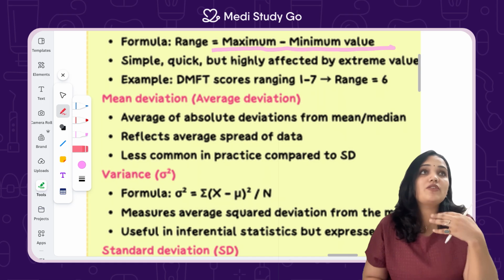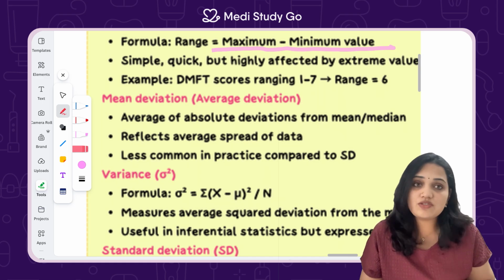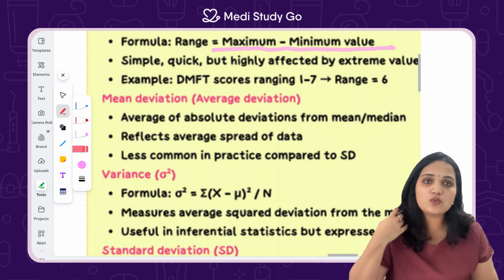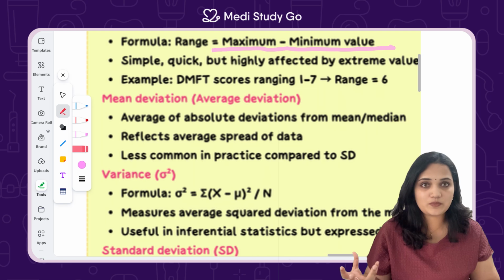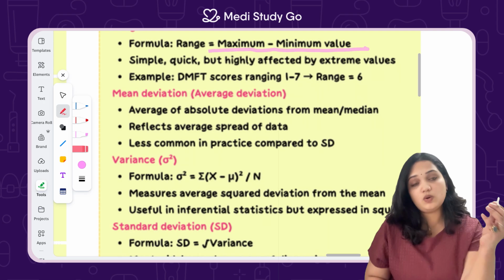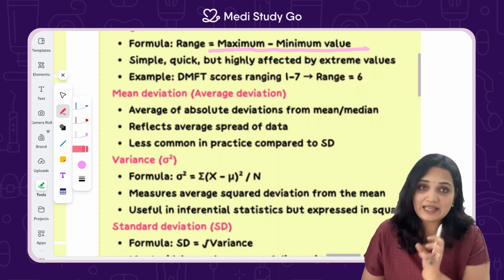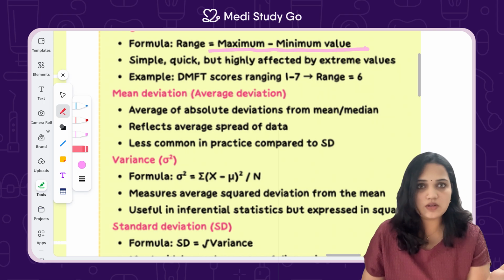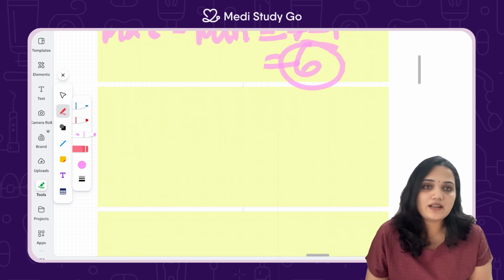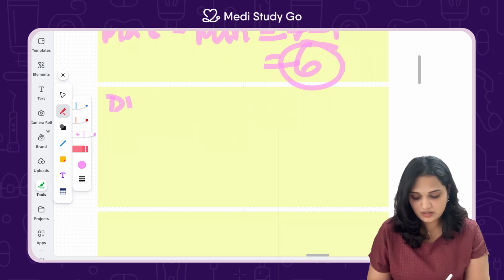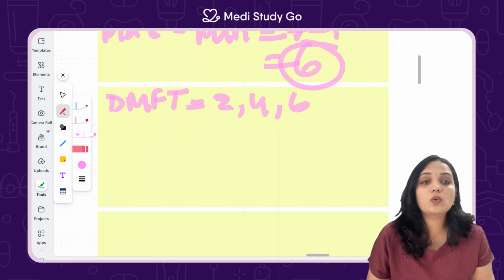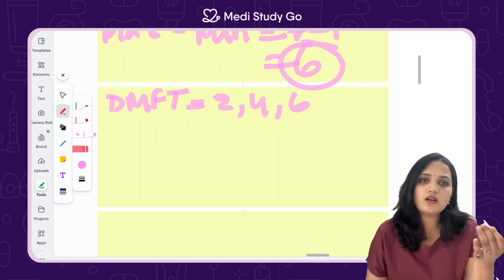Now, because of the limitation that our range is providing, we need to improve it. Now, how do we improve it? Instead of 2 values, we consider all the values. Okay? Listen to me carefully, we take each value, subtract the mean from it, we get one absolute value. And then we average that absolute value. For example, let's say your DMFT is 2, 4, and 6. Your mean here is the middle one, that's 4.